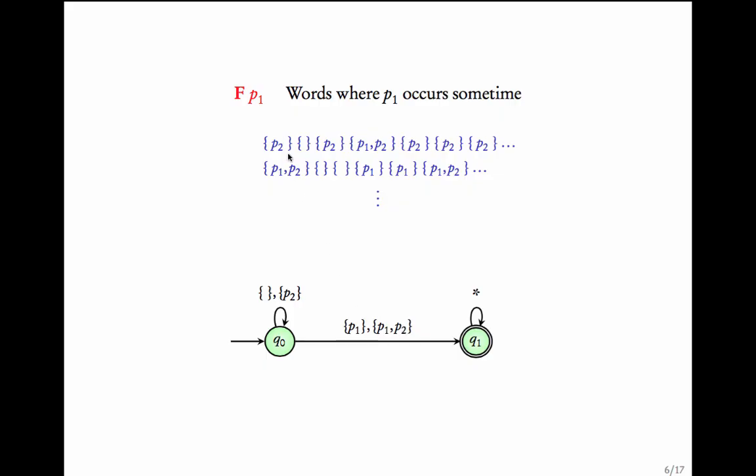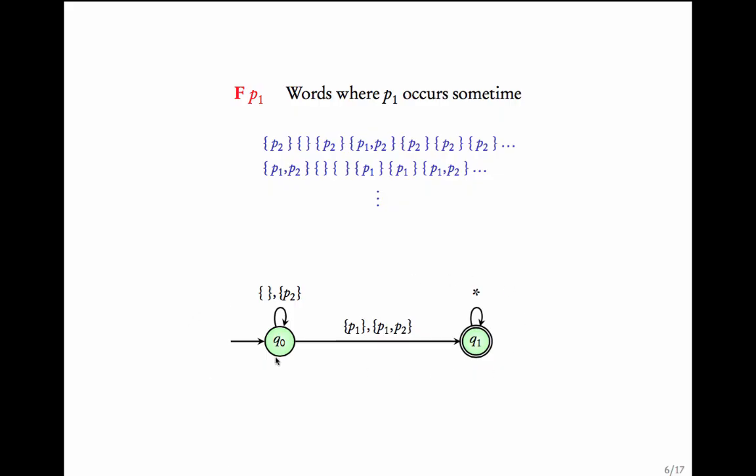Look at this word P2. So the automaton starts in Q0. When it reads P2, it stays in Q0. When it reads the empty set, it again stays in Q0. Again there is a P2, it stays in Q0. Now there is a P1, P2, it goes to Q1, and then whatever it reads, it stays in Q1. So the run would be Q0, Q0, Q0, Q1, Q1, Q1, Q1, and so on. And since the accepting state occurs infinitely often, this word belongs to the language of this automaton.